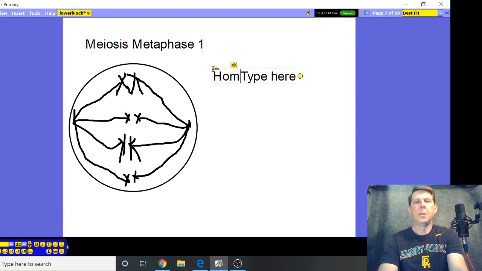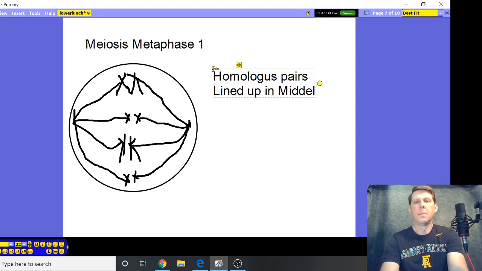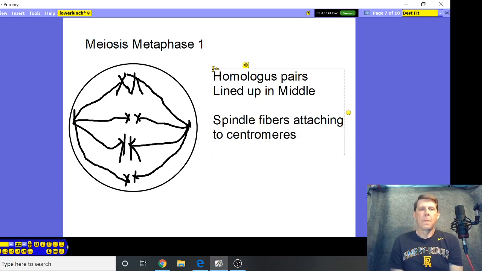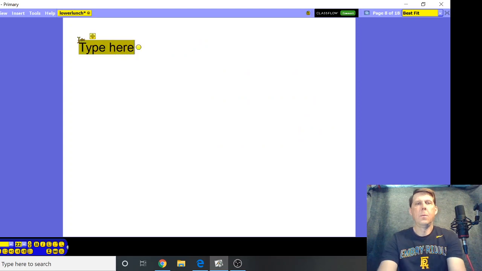All right, homologous pairs lined up in the middle. Spindle fibers attaching to centromeres. All the organelles are still here, and we're ready to move on. Where are we going next?